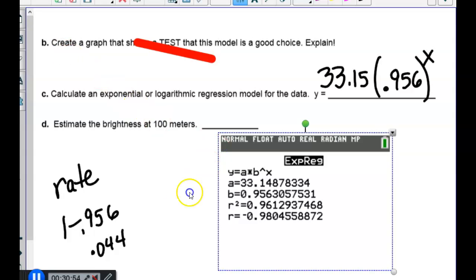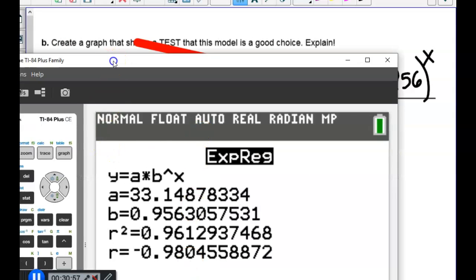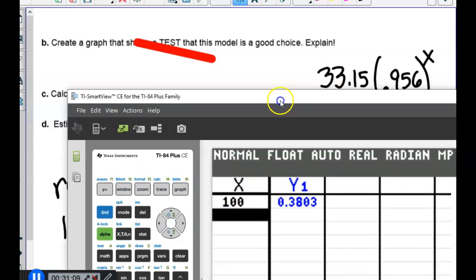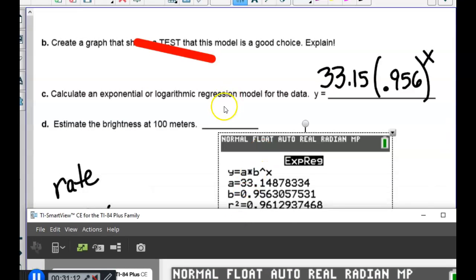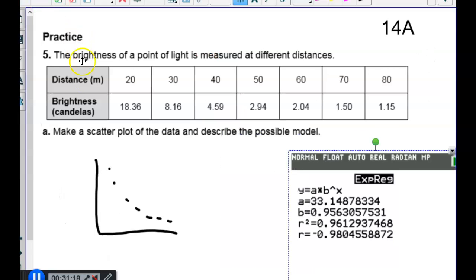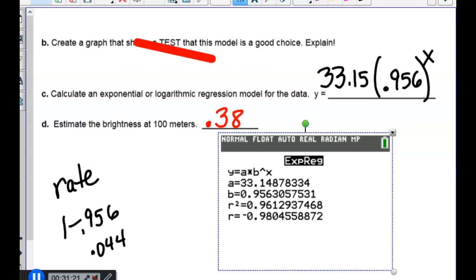So we're supposed to estimate the brightness at 100 meters. So if we were to go out 100 meters away, I'm not thinking we're going to get good light, are you? I got 0.38 candela, yes? It is a unit of light, like a candle. Brightness in candelas. I believe a candela is like the brightness from one candle 1 foot away or something. I don't know, it's a weird definition.